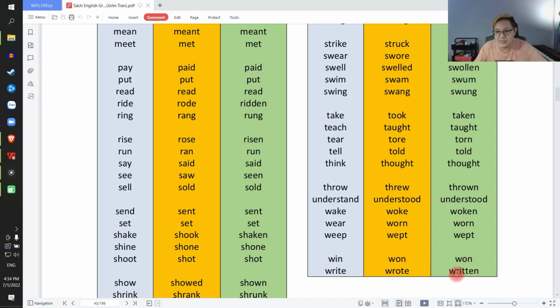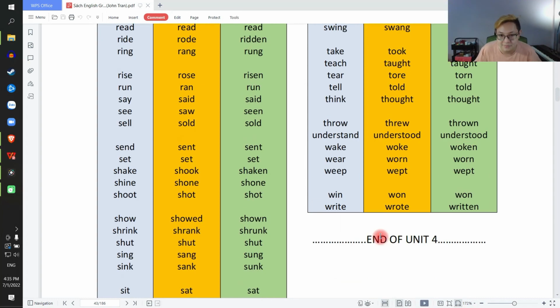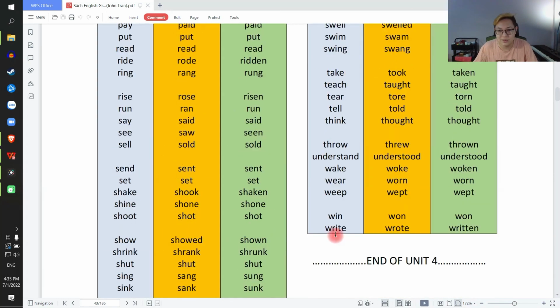Write, wrote, written. Be careful, it's not write, wrote, written, okay? It's write, wrote, written. And the W here is silent. Cái âm W này là âm câm. Write, wrote, written nha các bạn. Okay, and that's the end of Unit 4.